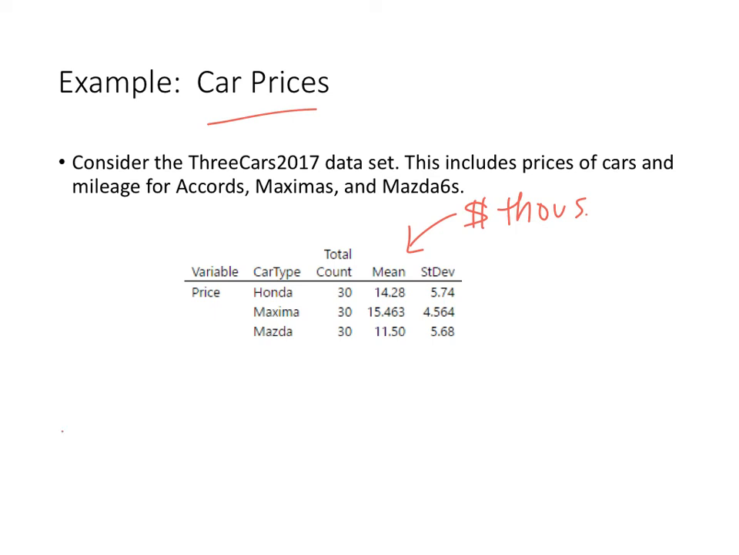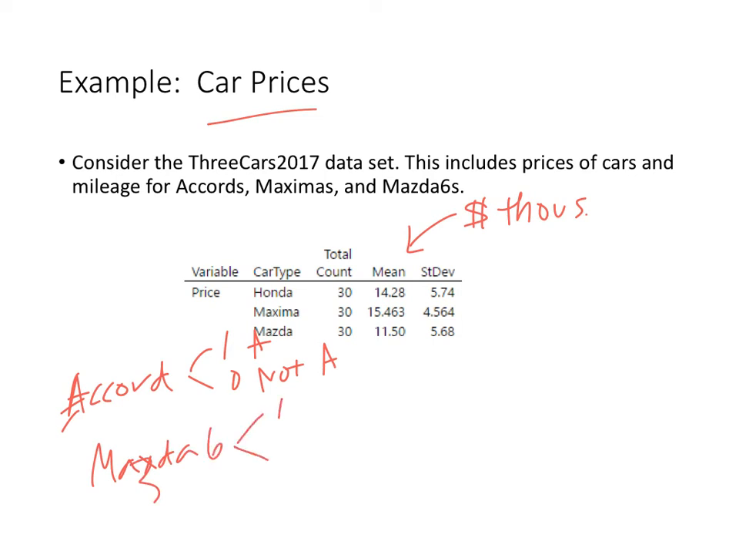One way we could do this is to make an indicator variable for Accord: 1 if the car is an Accord, and 0 if it's not an Accord. We could do the same thing for the Mazda 6, letting it be 1 or 0 depending on whether the car is a Mazda 6 or not. And similarly for a Maxima.